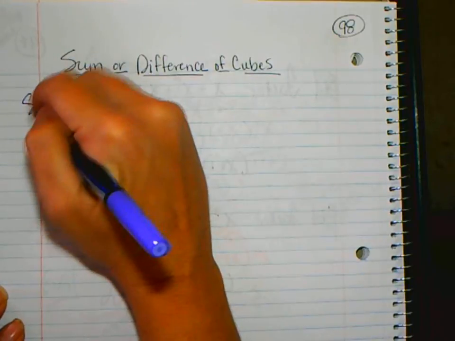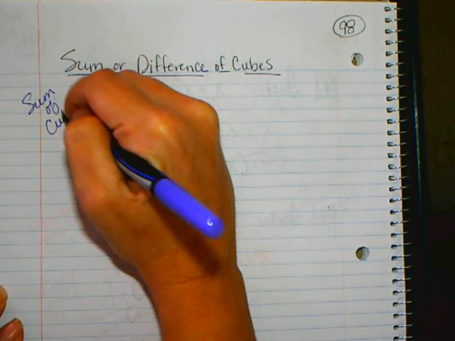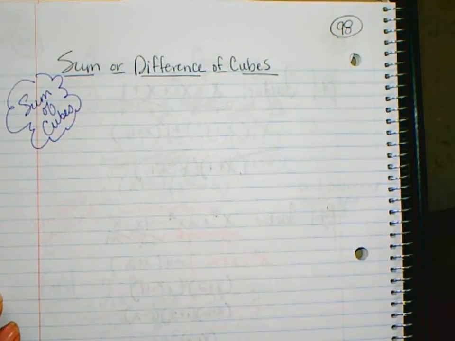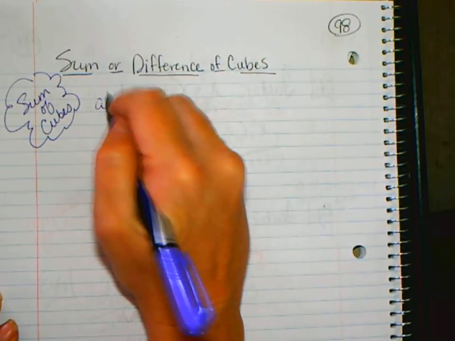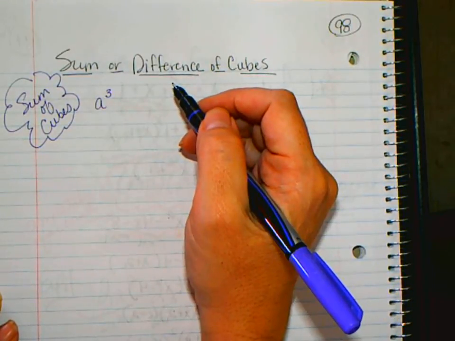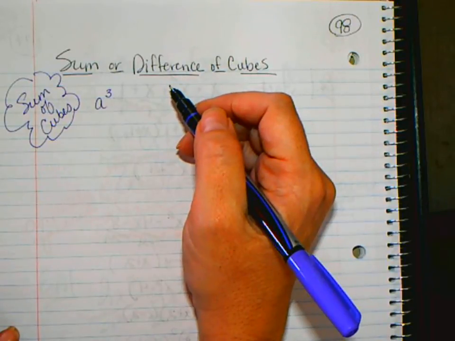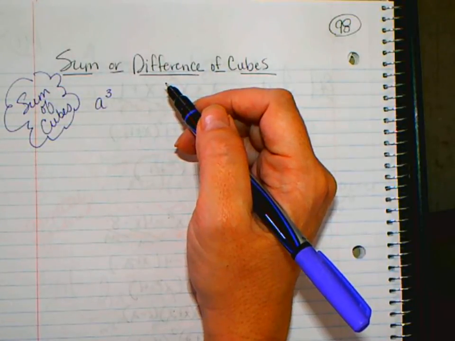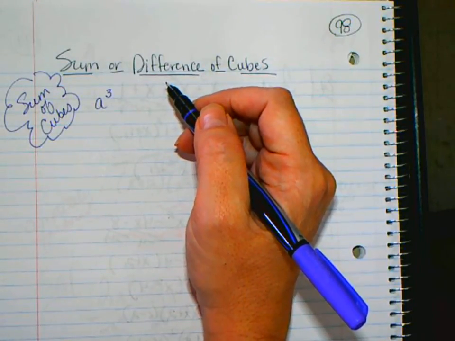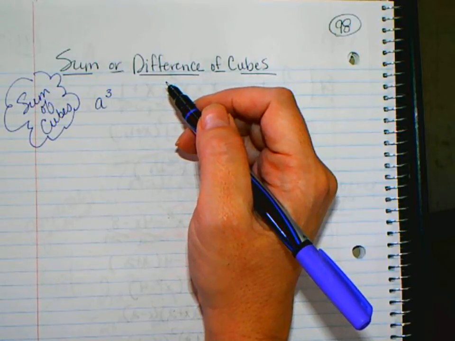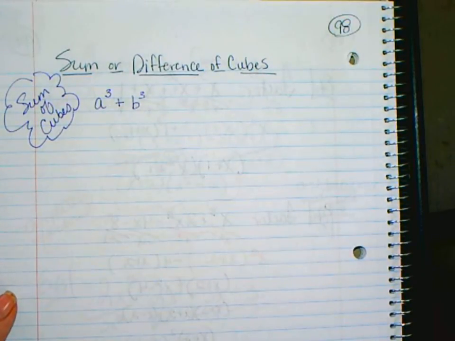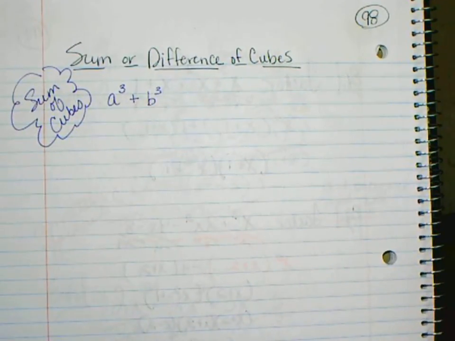So for sum of cubes, if you have a sum of cubes, that means you have a perfect cube. Like a perfect square is when you multiply something by itself, right? A times a makes a squared, that's a perfect square. A perfect cube is when you multiply something by itself 3 times. So a sum of cubes is if you have a perfect cube plus a perfect cube. So in my example, I'm putting a cubed plus b cubed.